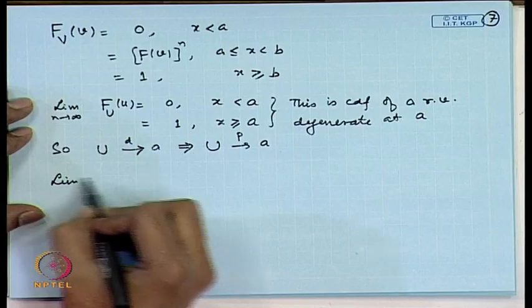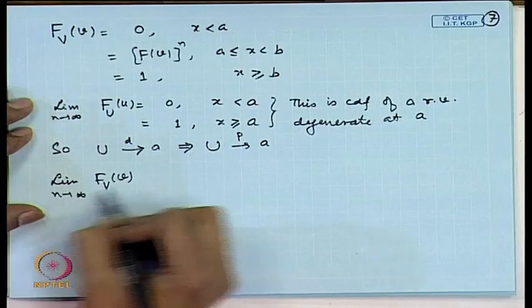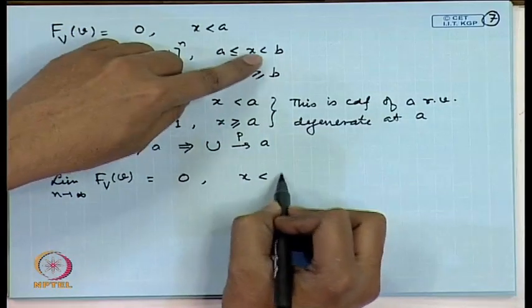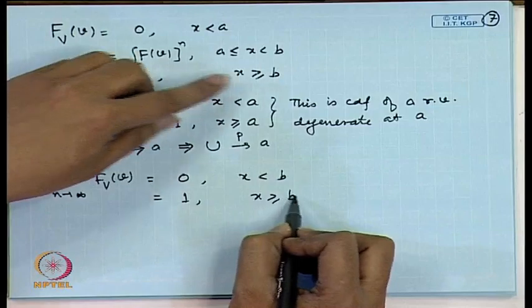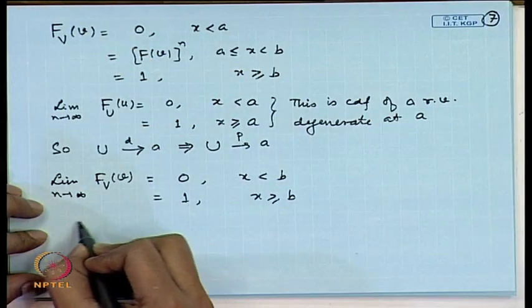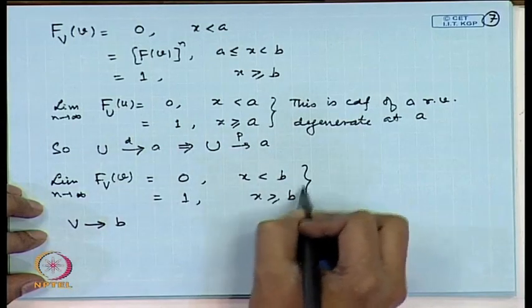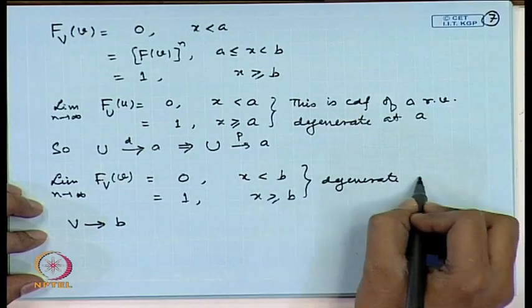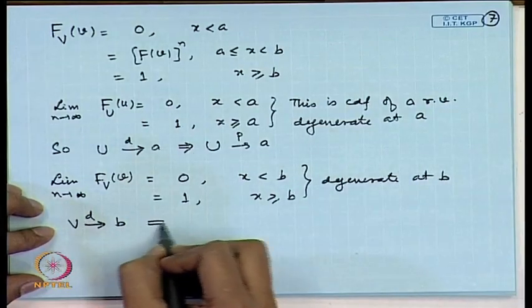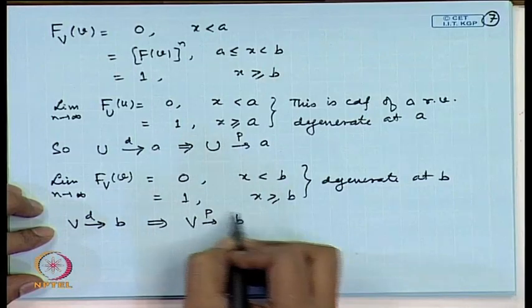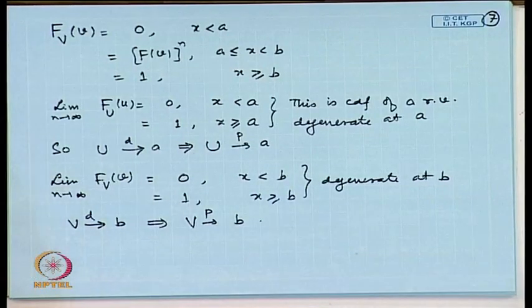Similarly, if I consider the limit of F v as n tends to infinity, then this is also 0 for x less than b and it is equal to 1 for x greater than or equal to b. So, once again v is converging to b, this random variable is degenerate at b. So, v tends to b in distribution or in probability. So, if a continuous distribution is having a range a to b, then the smallest order statistic converges to the lowest value in the range, and the largest order statistic converges to the highest value. So, these can be treated as the consistent estimators of these respective parameters.